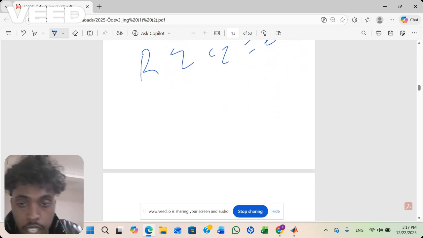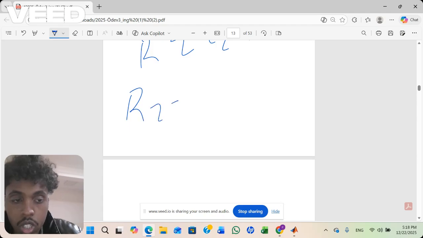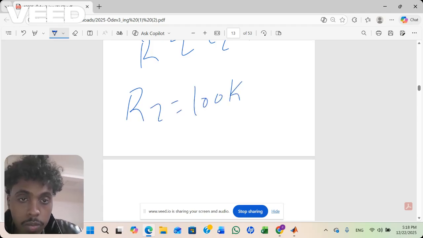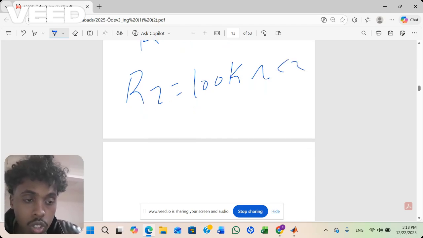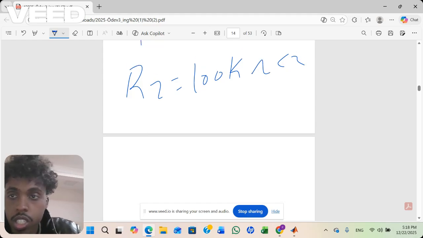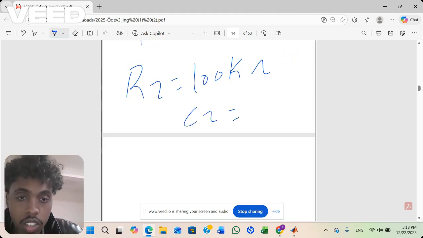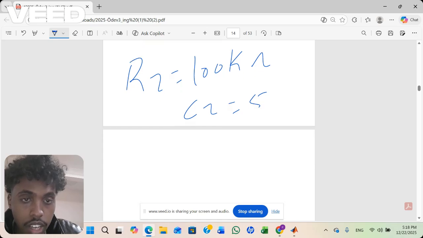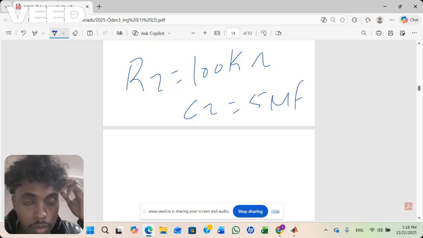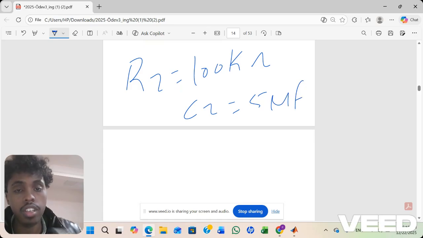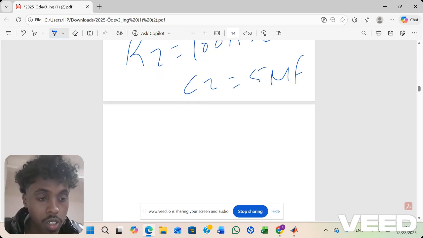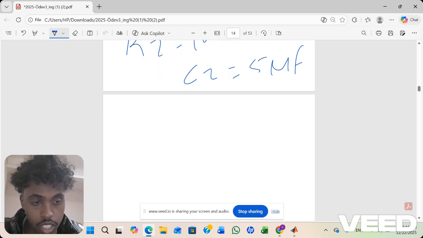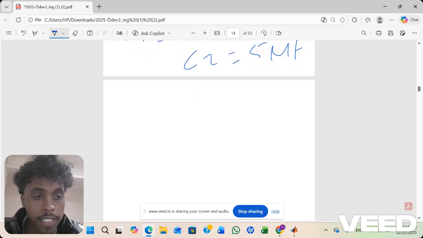So R2 is gonna be 100 k ohm, and C2 is 5 microfarad. So that is it.